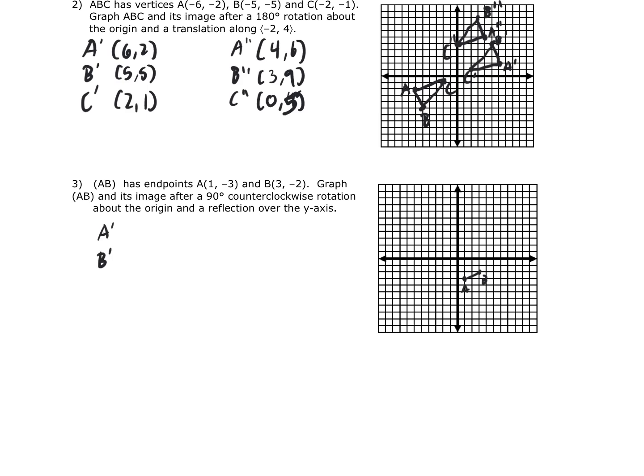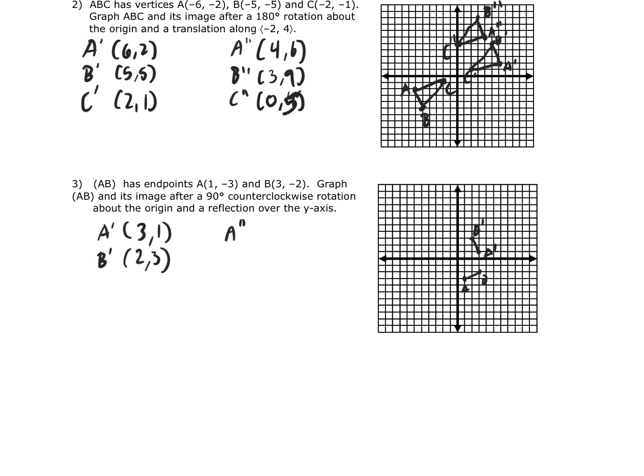So we got A prime, B prime. A prime is going to be 90 degrees counterclockwise. So that means we swap places of the x and y and make the y negative. So it's going to be (3, 1), and this will be (2, 3). So we can go ahead and plot those points: (3, 1) and (2, 3). So this will be A prime. That's B prime. And then we're going to reflect that over the y-axis.